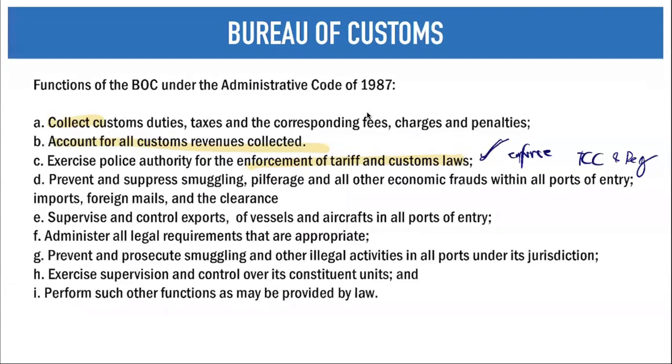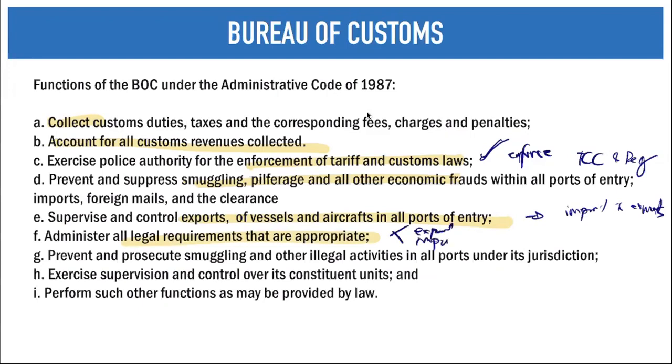They will prevent and suppress smuggling, pilferage, and other economic frauds, which was already discussed a while back as functions, including the other functions provided under your tariff and customs code. Supervise and control exports of vessels and aircrafts in all ports of entry. If you remember, this item was placed into one single line item, particularly supervising for imports and exports. Letter F, administer all legal requirements that are appropriate. So legal requirements both for your export and for your import.